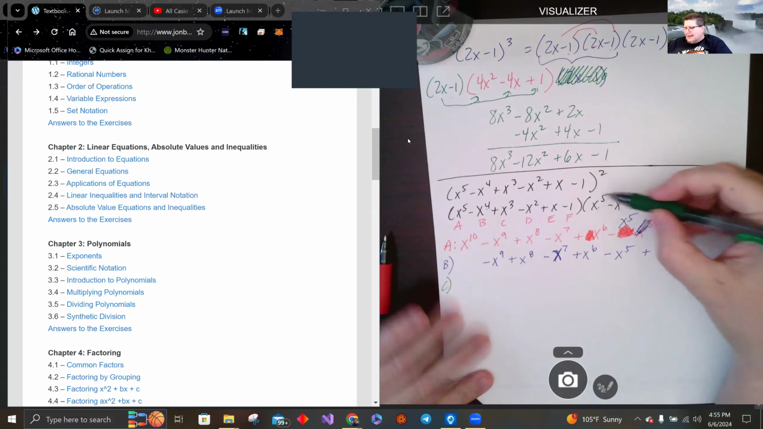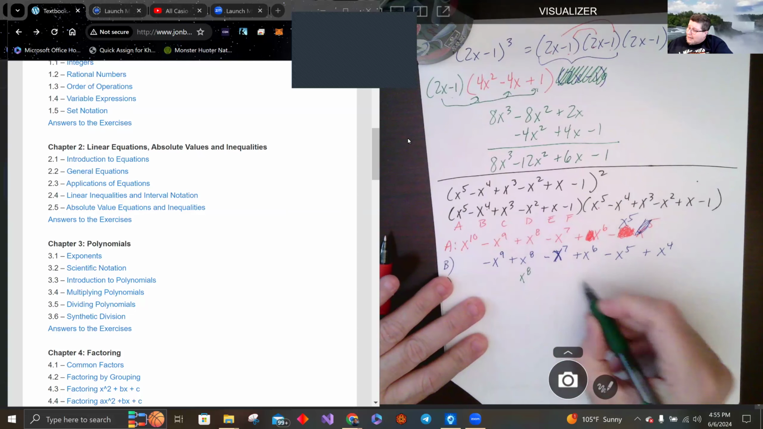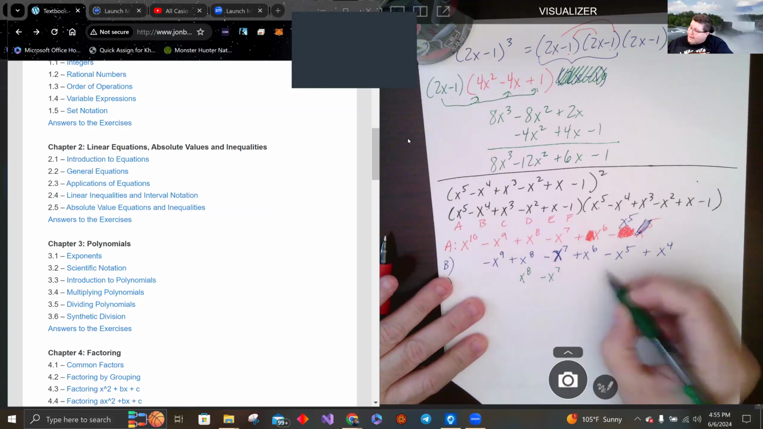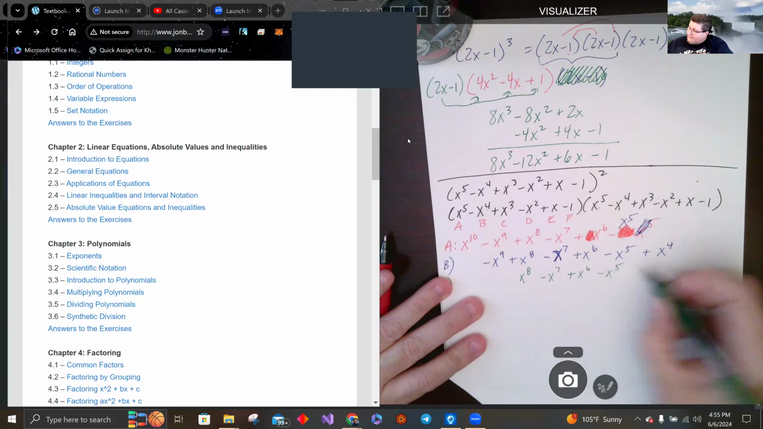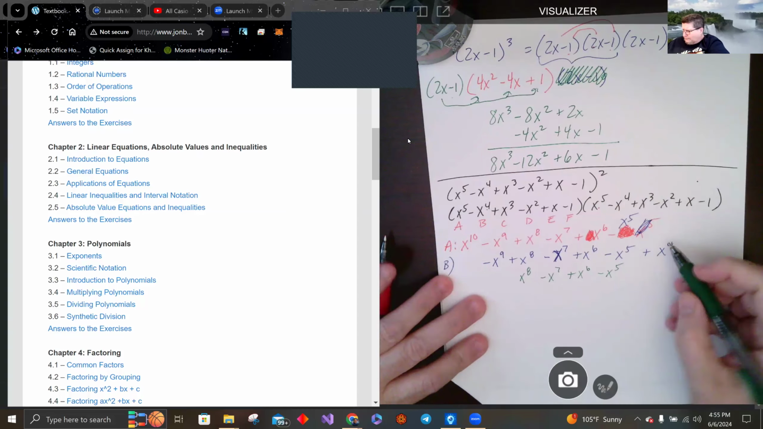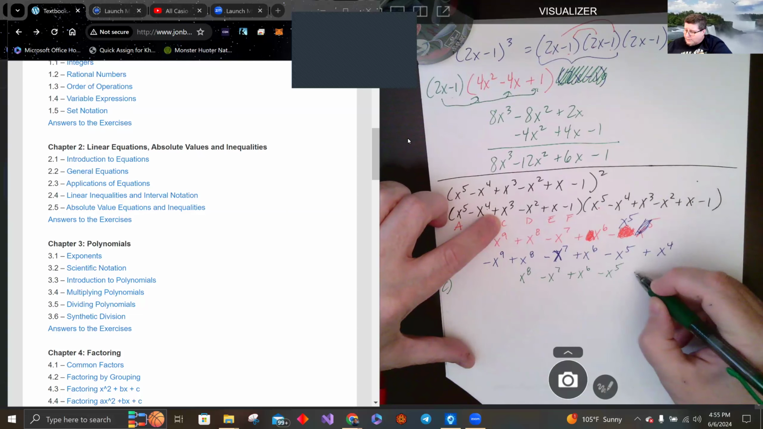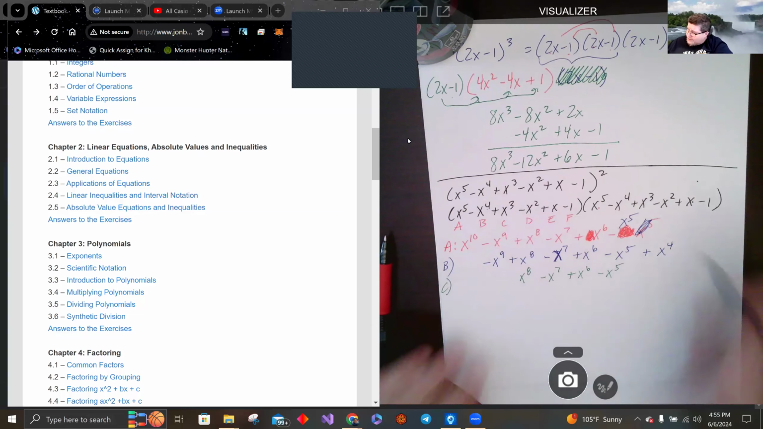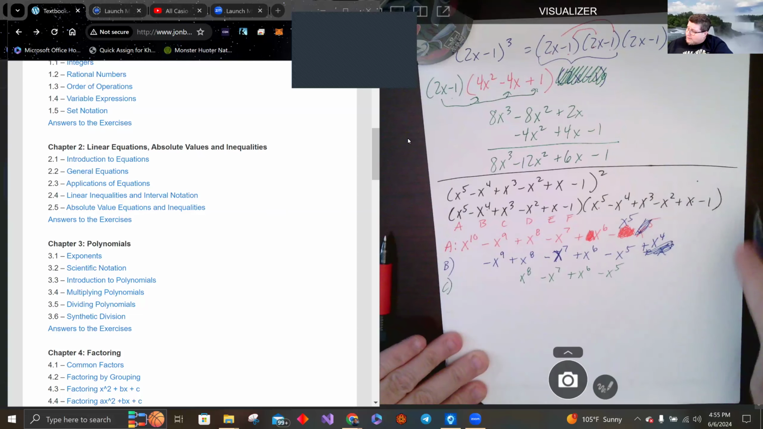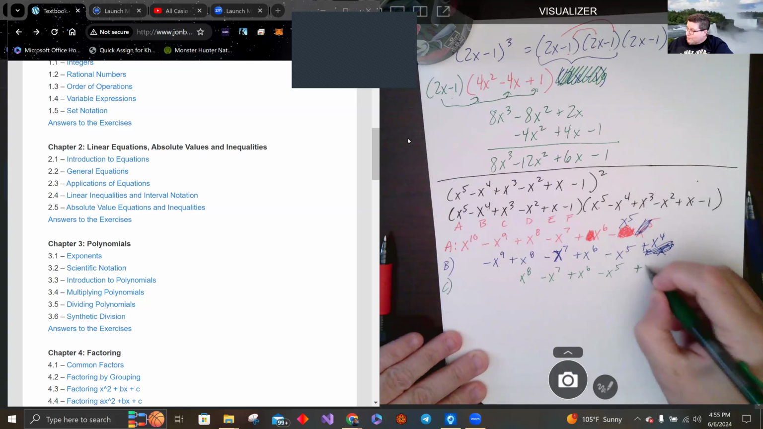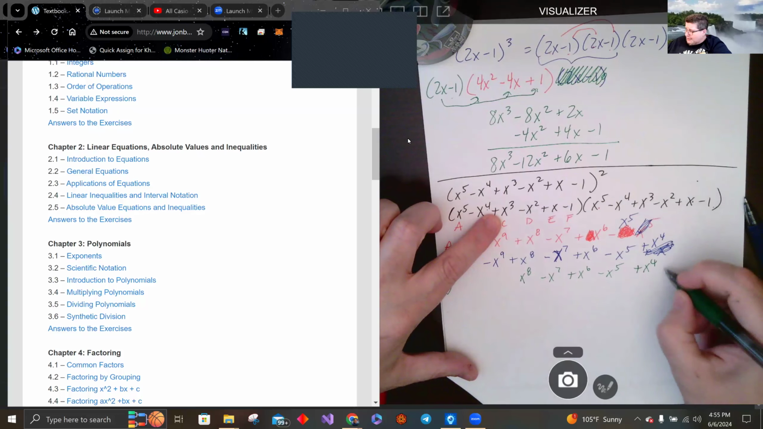X cubed is just adding a 3 to these exponents. So I have an x to the 8th. I have a negative x to the 7th. I have an x to the 6th. A negative x to the 5. An x to the 4. Let's shift this left some. Plus x to the 4. And then x cubed times everyone is minus x cubed.